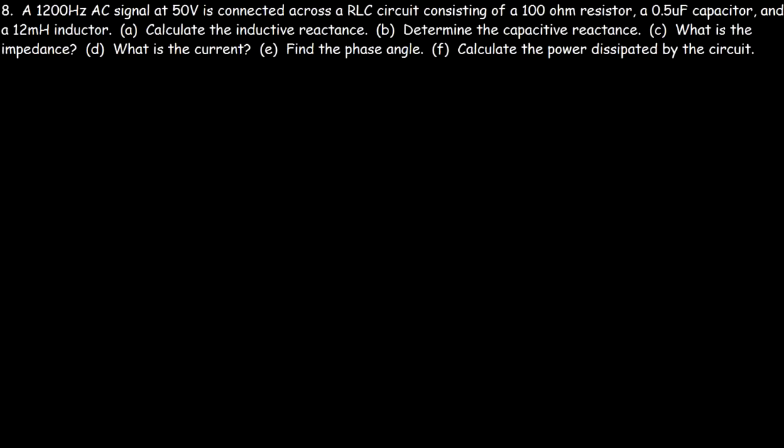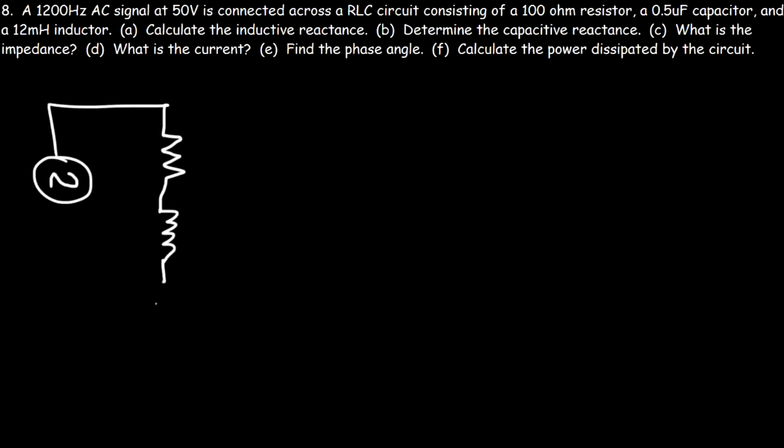Number 8. A 1200 Hz AC signal at 50 volts is connected across an RLC circuit consisting of a 100 ohm resistor, a 0.5 microfarad capacitor, and a 12 millihenry inductor. Calculate the inductive reactance. So if you wish to draw a circuit, we have a resistor, we have an inductor, and a capacitor. So that's the circuit that we have in this problem.